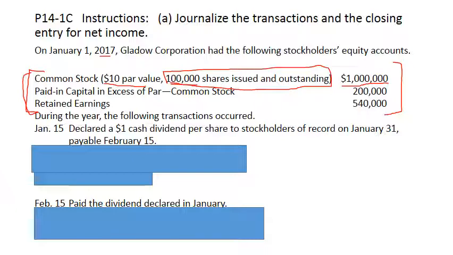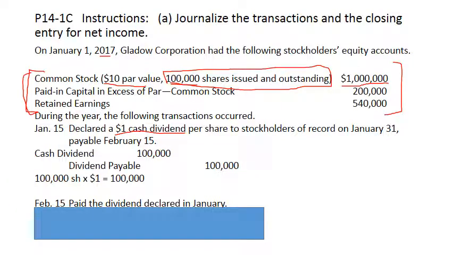So on January 15, they're declaring a $1 cash dividend. A cash dividend means that they will be writing checks to the investors. So the first thing we need to figure out is the value of the checks that will be written. So $1 per share. We have 100,000 shares outstanding, and it's only the outstanding shares that get a check. So 100,000 shares times $1 will be $100,000.